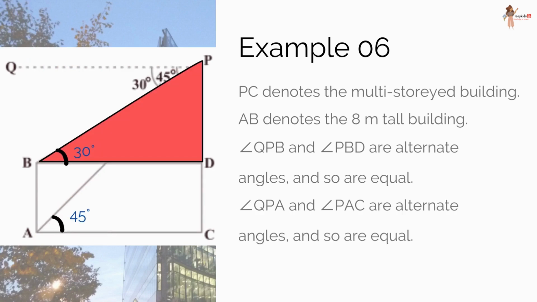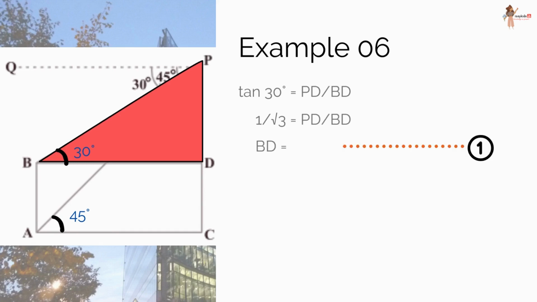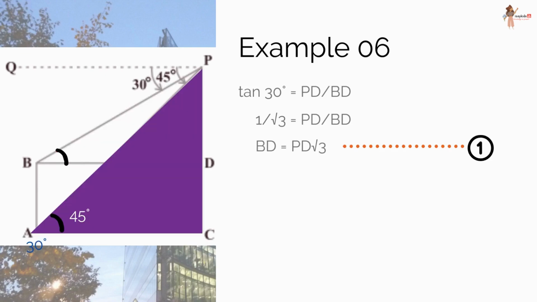In right triangle PBD, we have tan 30 degree equal to PD upon BD or 1 by root 3 equal to PD upon BD. So BD is equal to PD root 3. In right triangle PAC, we have tan 45 degree equal to PC upon AC. So we can say 1 is equal to PC upon AC or PC is equal to AC.